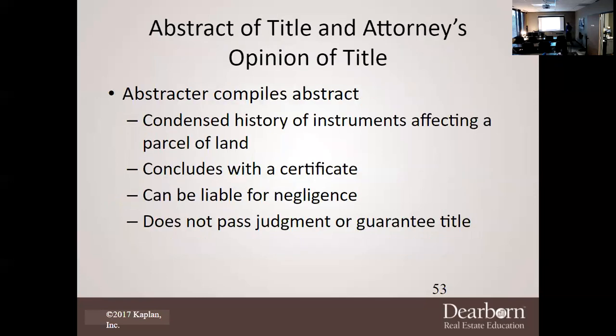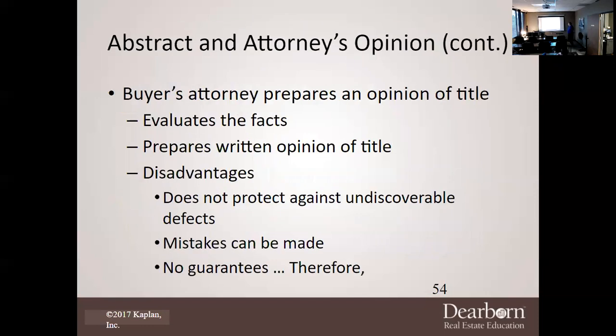Again, our abstractor compiles the abstract, which gives a condensed history of the instruments affecting a parcel of land. They conclude with a certificate, and it can be liable for negligence, but it does not pass judgment or guarantee the title. Okay, it's just here's the information. The buyer's attorney is going to prepare an opinion of title. They look at the information, they evaluate the facts, then they prepare the written opinion of title.